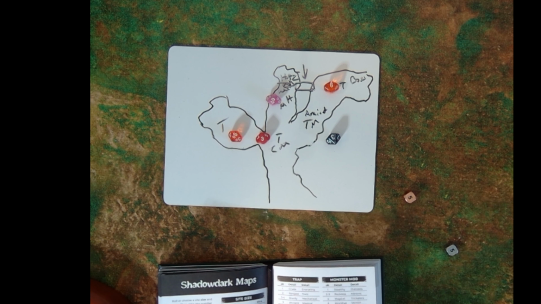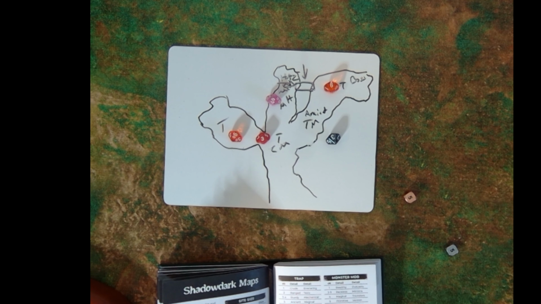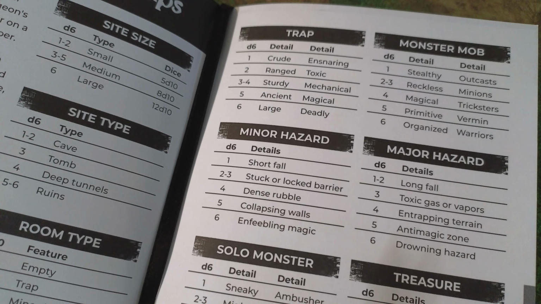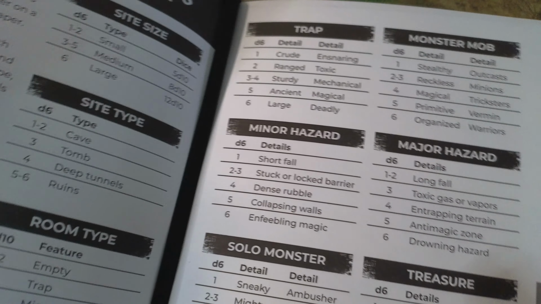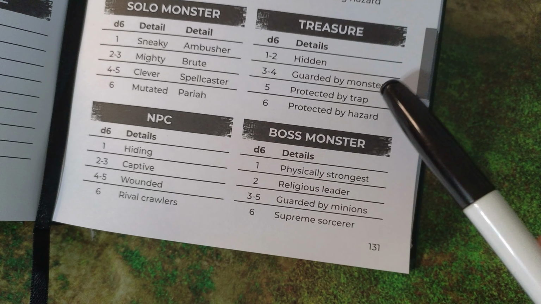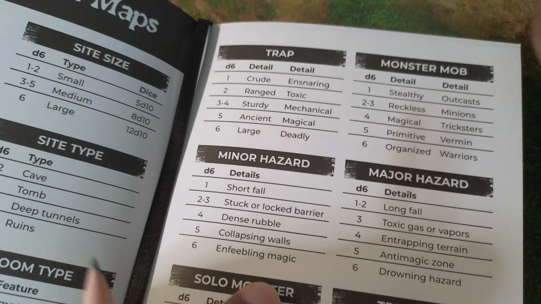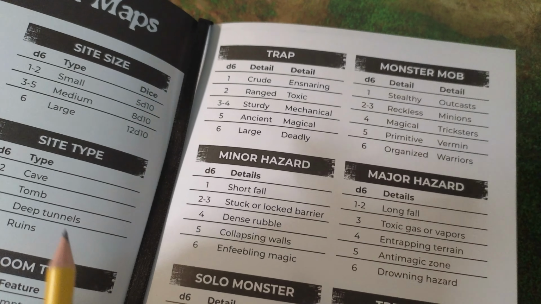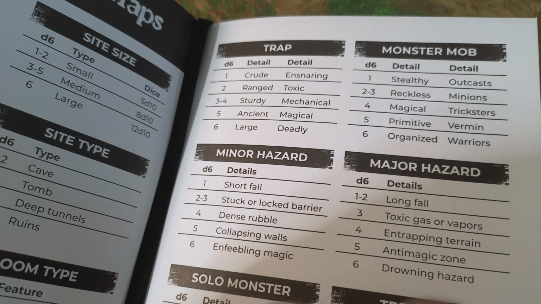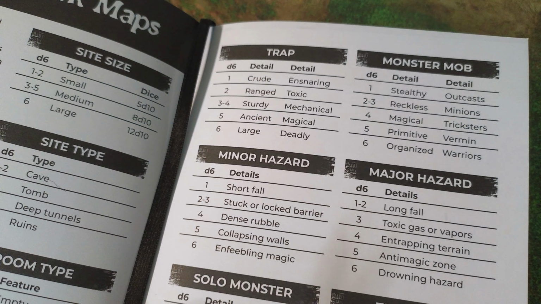Okay. And with that being said, let's go to the first treasure room, and let's see what kind of roll we can do for that. So for treasure, 1 through 6, it can be hidden, guarded by monsters, protected by a trap, or protected by a hazard. So we'll go ahead and roll that up. Number 1, it's hidden. Pretty straightforward. So they'd have to search in that room, but there would be a treasure in there. And there's treasure tables and all that other good stuff in the back. We just randomly roll on that.